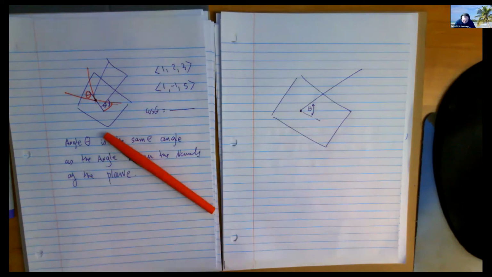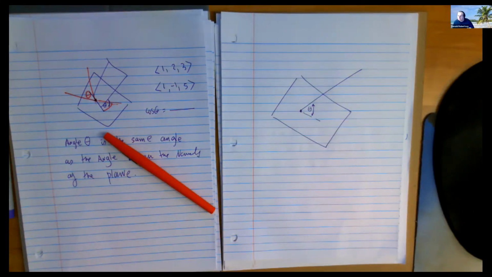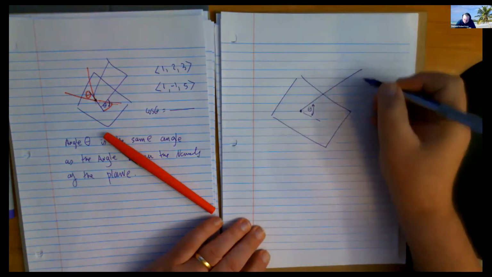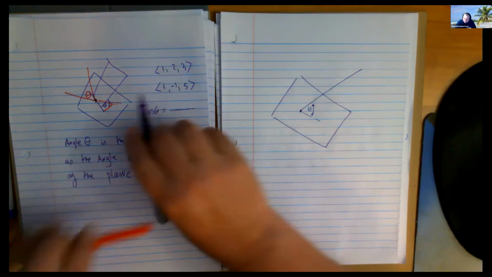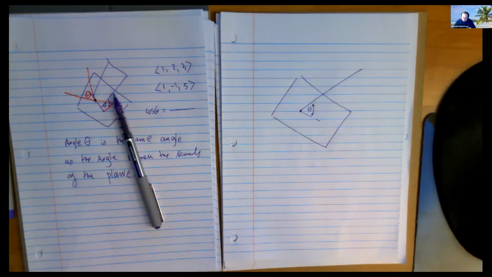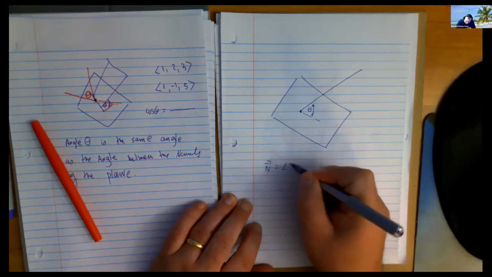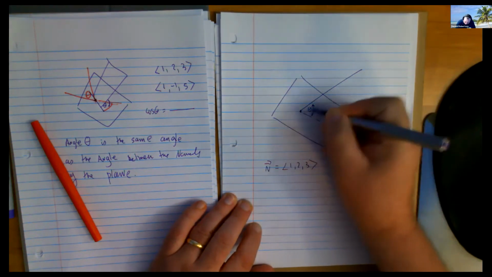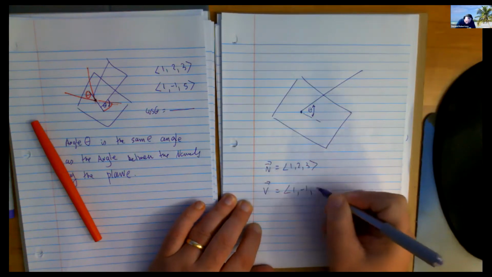And here's a guy over here. Suppose they ask you for the angle between a line and a plane. So they want this angle here. So how do you find the angle between that? Let's say the normal of the plane is (1, 2, 3), and the direction vector of the line, which is a different thing from a normal, is (1, -1, 4).